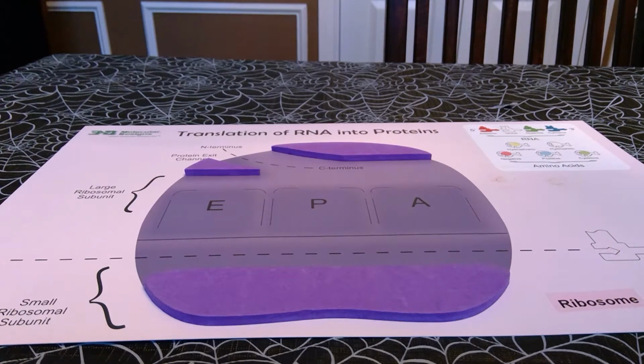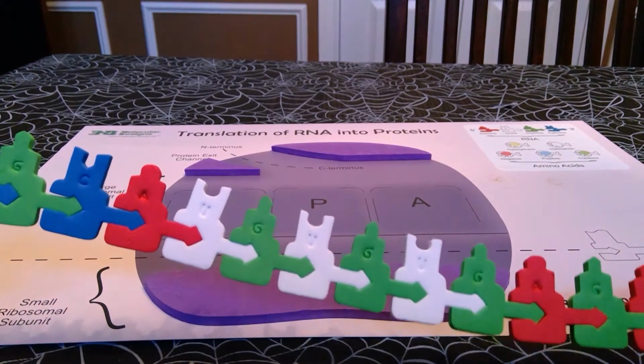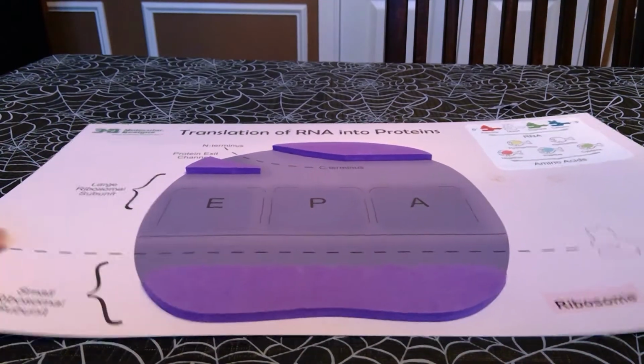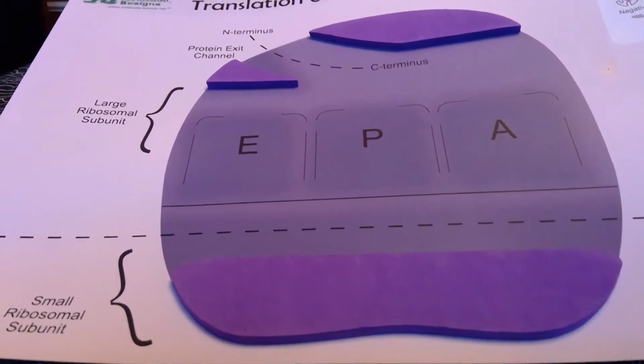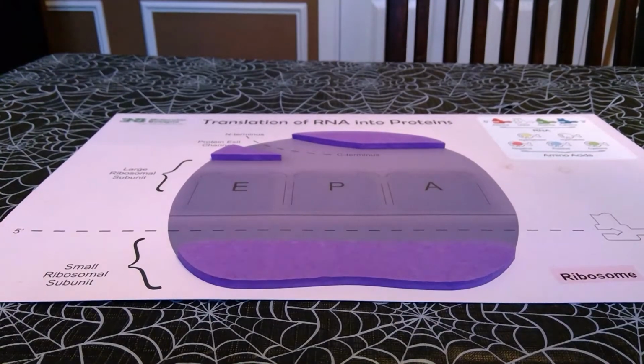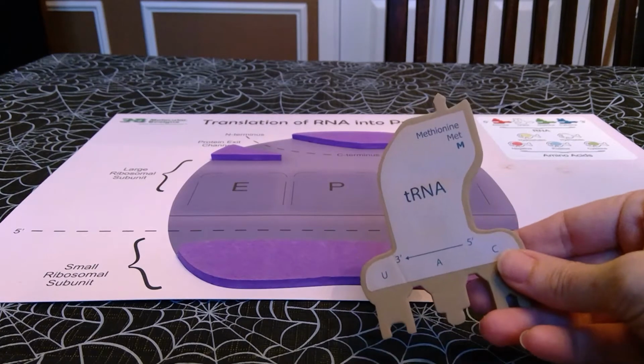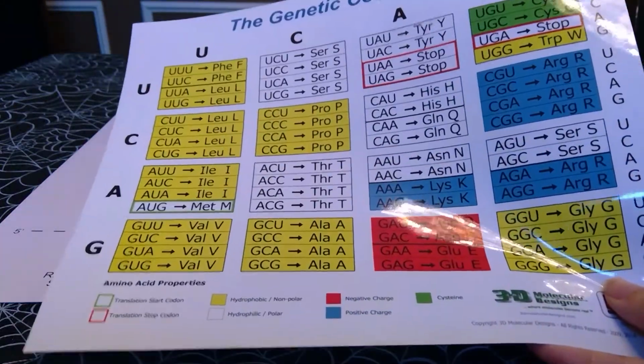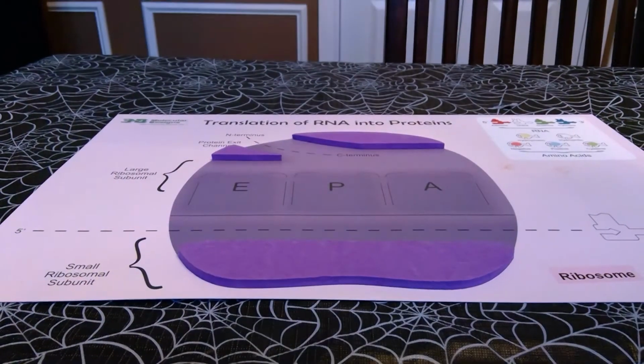For translating the messenger RNA, we'll be using the messenger RNA that was synthesized in the previous exercise during transcription, the translation of RNA into proteins placemat, the transfer RNA pieces, the amino acid pieces, and a genetic code, either table 24.1 in the manual, or there is one in the kits that the students can use as well.